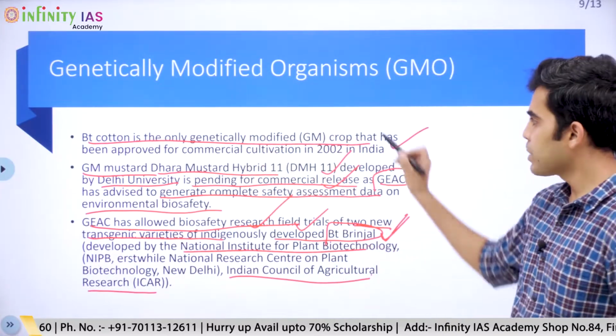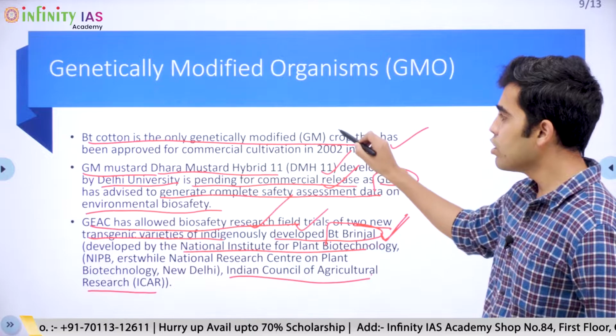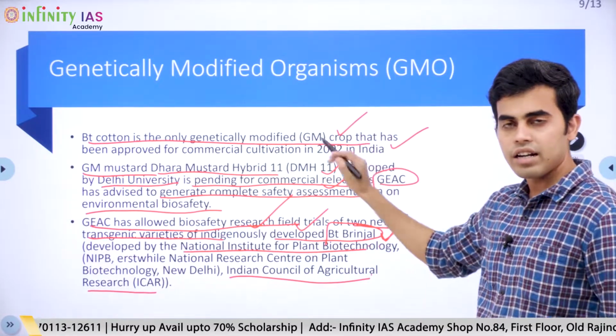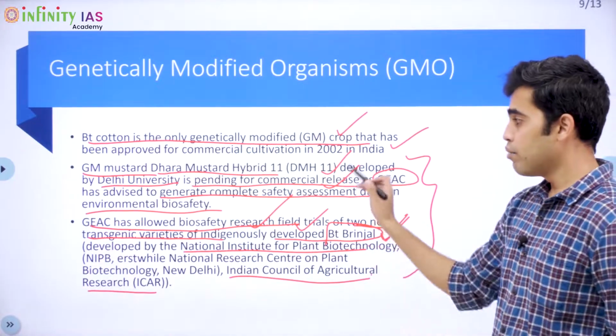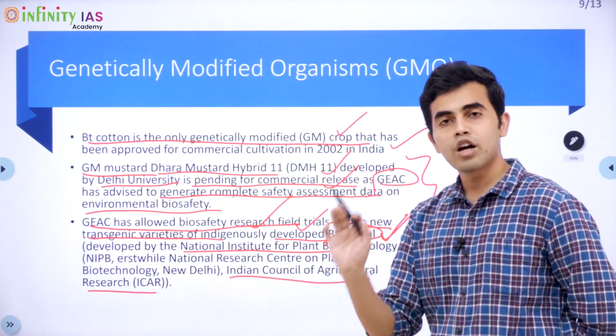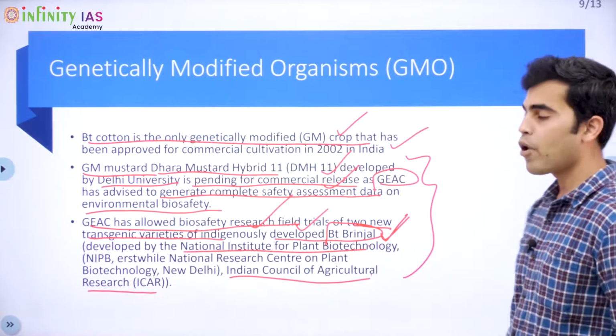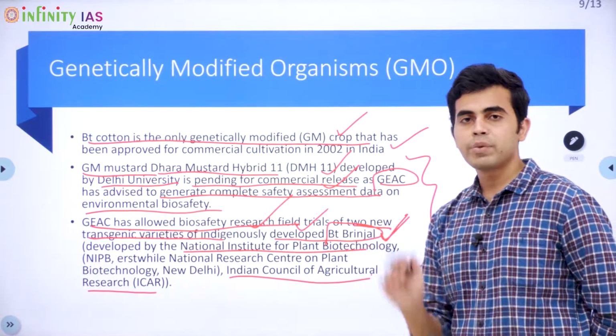From a prelims perspective, the first thing is BT cotton, the only commercial crop, the only one under commercial cultivation. GM mustard and BT brinjal are not yet under commercial cultivation. These are the points that we need to remember for prelims perspective.